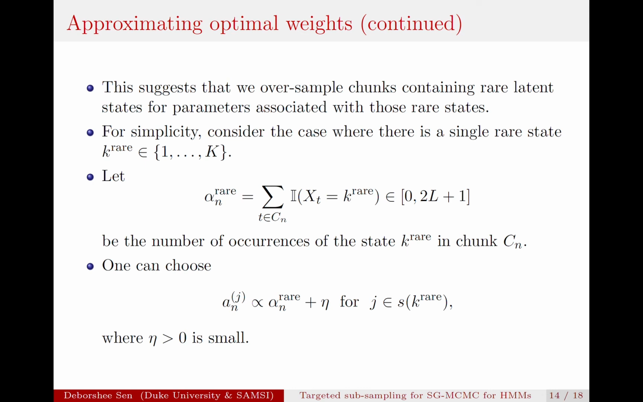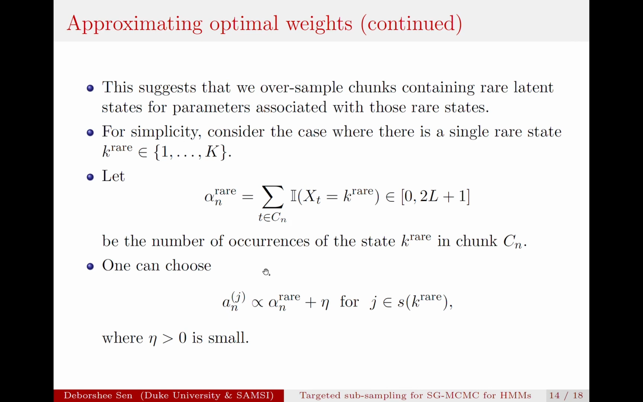Then the idea becomes that if you have a rare latent state, we want to oversample chunks containing rare latent states for parameters associated with those rare states. So if state 1 is a rare state and we're interested in estimating the variance of the emission parameters for state 1, then we should oversample chunks that contain state 1. If you just do uniform subsampling, we are never going to pick observations corresponding to state 1, and we are going to have very high variance for my stochastic gradient.